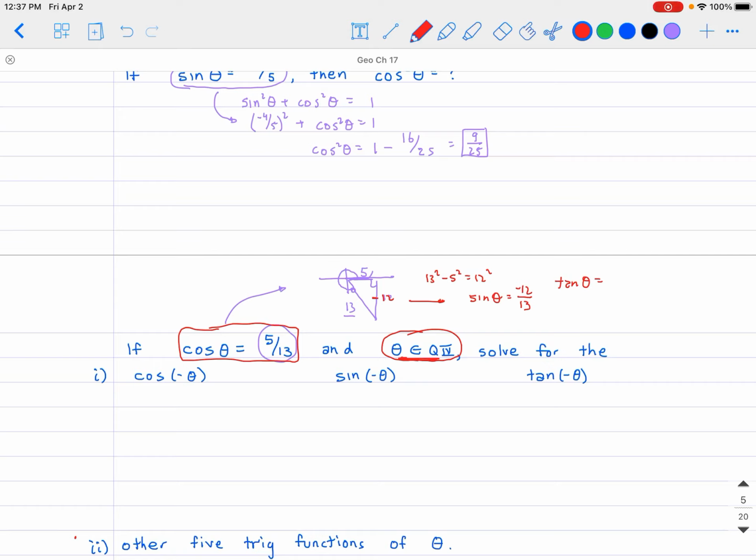Then similarly, if I want to solve for tangent of theta, it's going to be the opposite over the adjacent. So that is going to be equal to negative 12, that's the opposite of the angle, and then over the adjacent, which is going to be 5 over here.